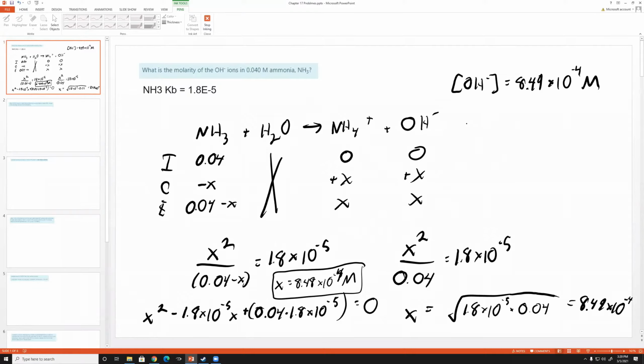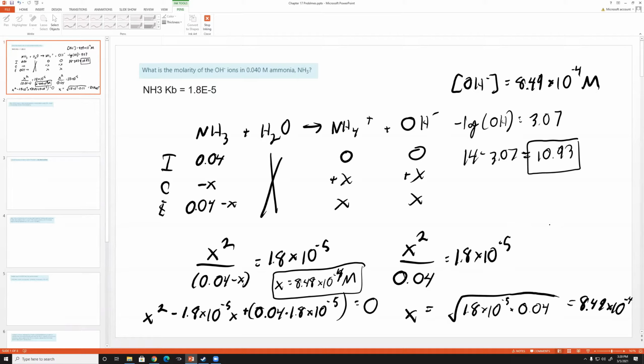Now, another follow-up question they could ask is, what is the pH? Usually they ask pH-based questions. So what we can do is take the negative log of the OH- concentration, which would give us the pOH, which is 3.07. And then we can solve for the pH, which would be 14 minus 3.07, which is 10.93. So that's pretty basic. That makes sense because it's a weak base. Okay, moving on to the next one.